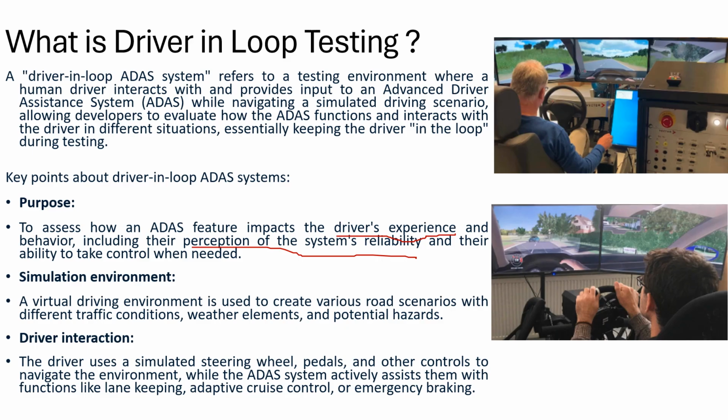The driver interaction. The driver uses a simulated steering wheel, pedals, and other controls to navigate the environment, while the ADAS system actively assists them with functions like lane keeping, adaptive cruise control, and emergency braking. So there is a distinctive application. Of course, this is not an exhaustive list.